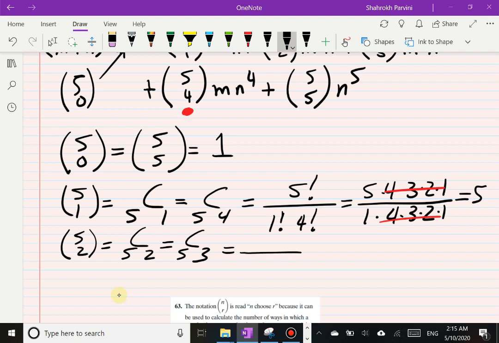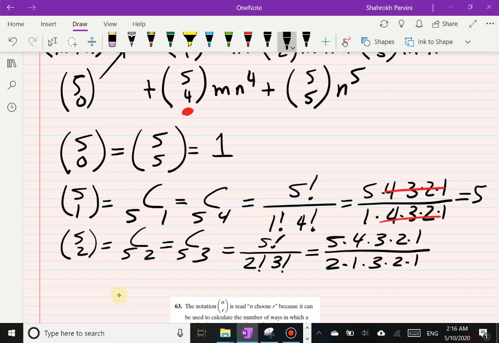C(5,2), that's going to be again 5 factorial over 2 factorial, 3 factorial. 5, 4, 3, 2, 1. 2 factorial, 2 times 1, 3 factorial, 3, 2, 1. The 1, 2, 3's cancel. Also, the 2 and the 4, the 2's divide out, so this is going to turn out to be 2 times 5, 10. Good. So there you go.